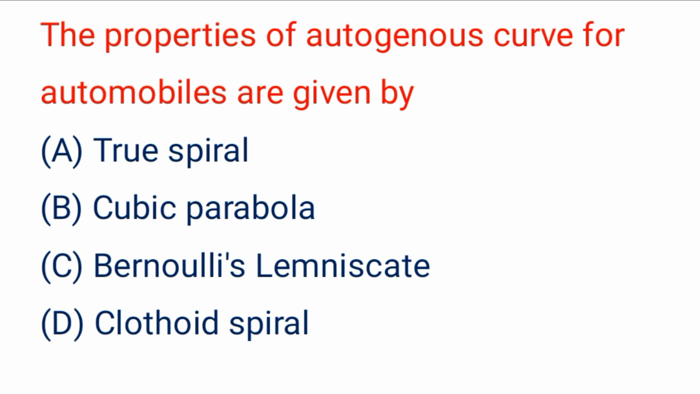So next question, the properties of an autogenous curve for automobiles are given by option A true spiral, option B cubic parabola, option C Bernoulli's lemniscate, option D clothoid spiral. So the correct answer is option C Bernoulli's lemniscate.